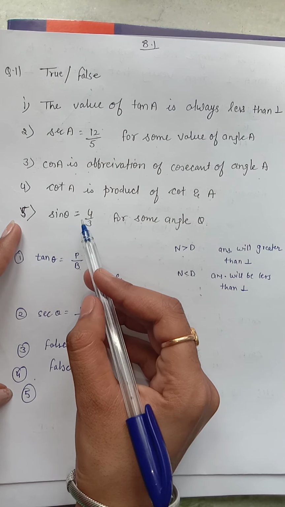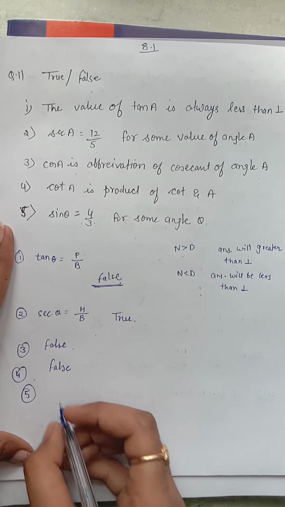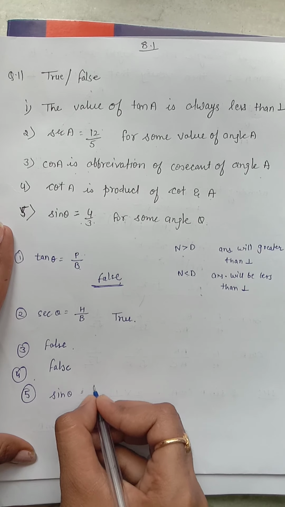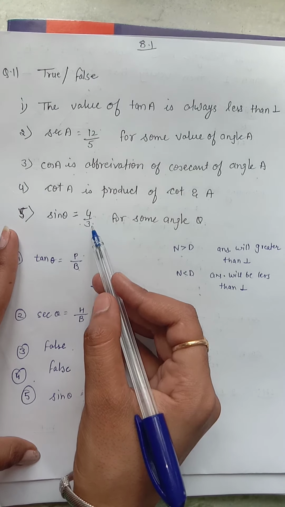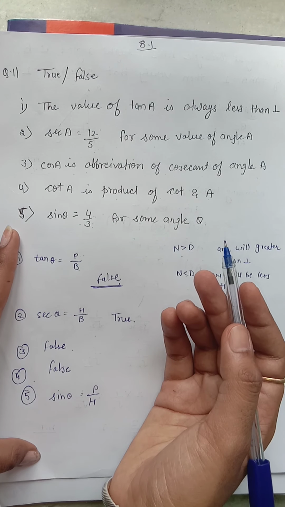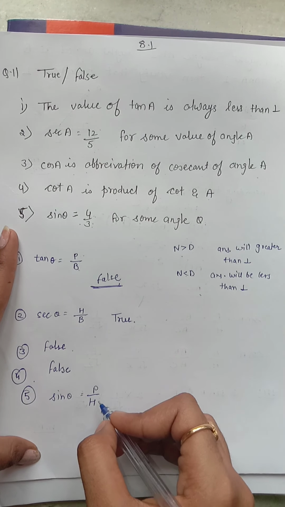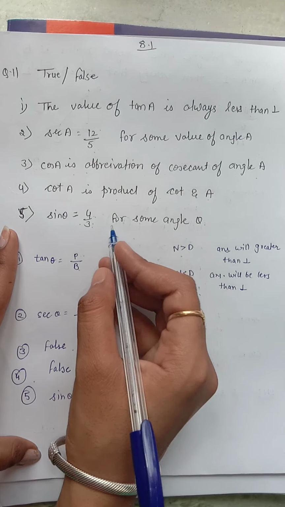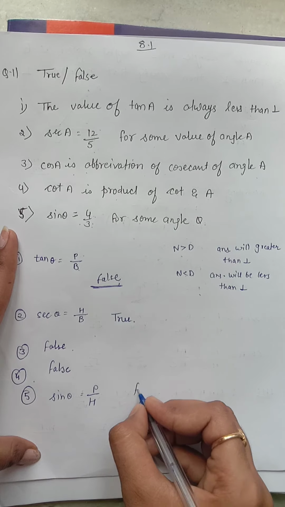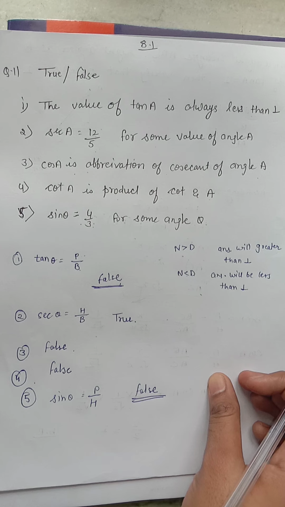Fifth, sin theta is equal to 4/3 for some angle theta. Formula for sin theta is perpendicular upon hypotenuse. Can perpendicular be greater than hypotenuse? No, not possible. Hypotenuse will always be larger than the perpendicular. It can't be less than perpendicular. So it is not possible. It is false. Clear? So basically in this way you can find true and false.